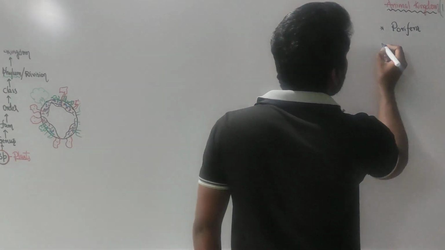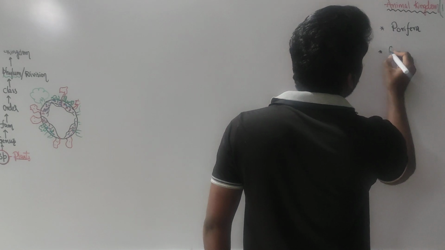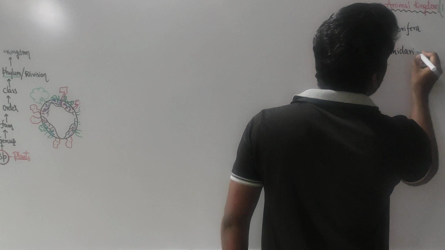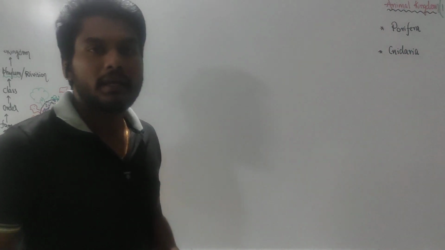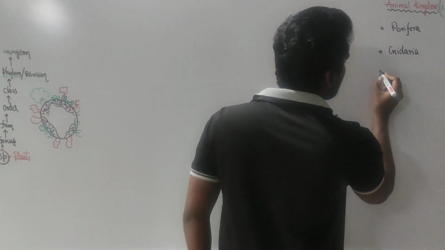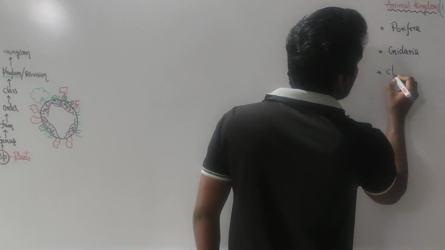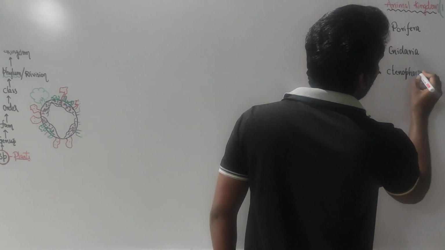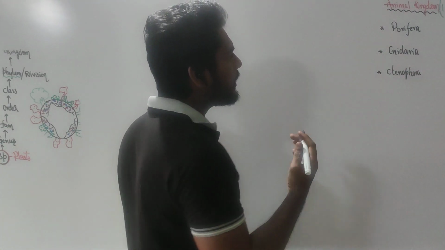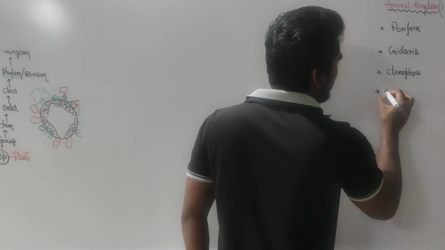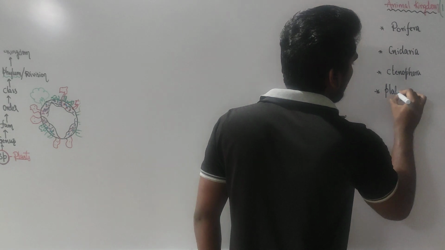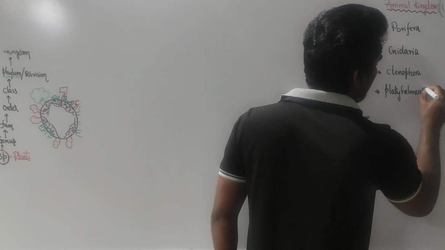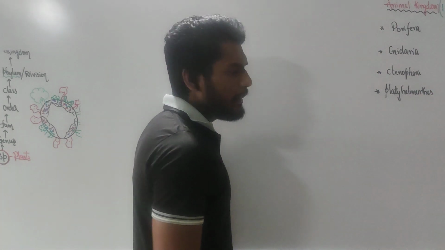Porifera is followed by the second phylum, called Cnidaria. And Cnidaria is followed by the third phylum, which is known as Ctenophora. Ctenophora is followed by the fourth phylum, which is known as Platyhelminthes. I will tell the meaning of all these terms.